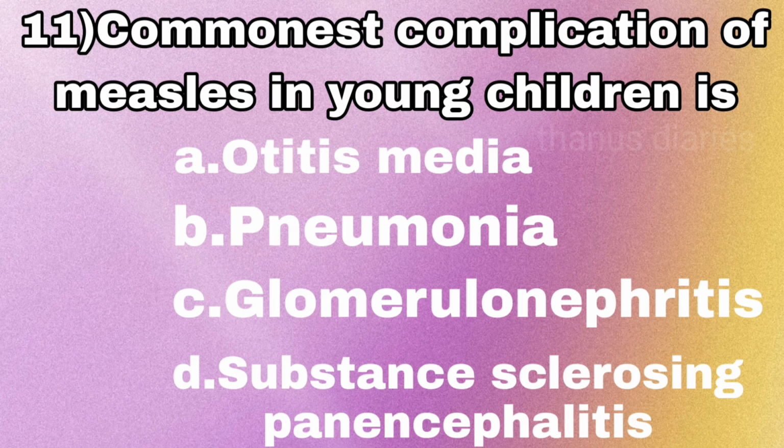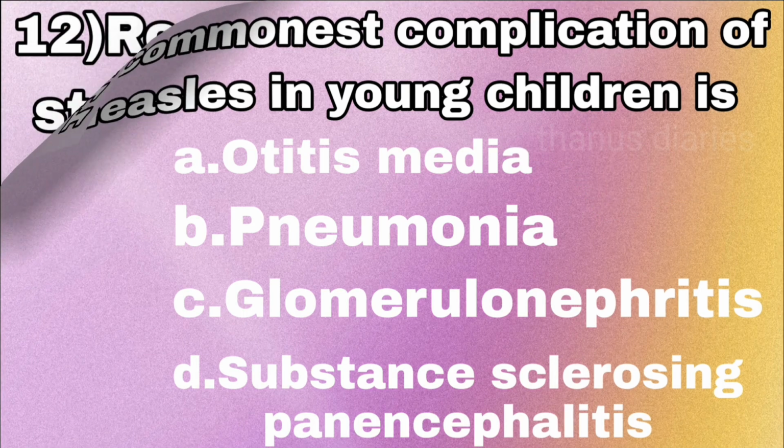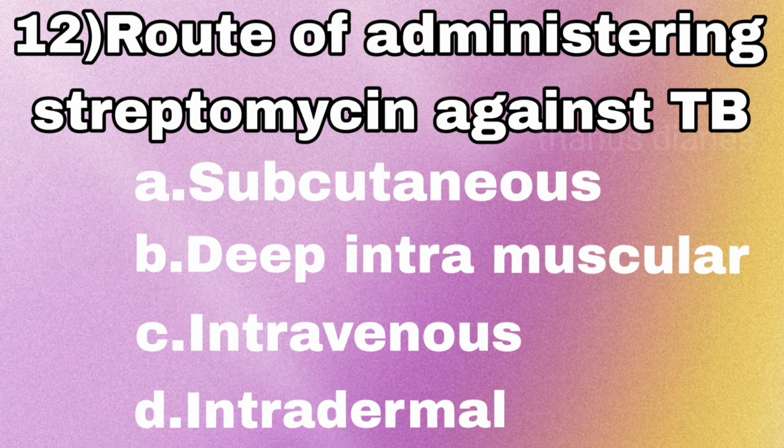Next question, commonest complication of measles in young children is otitis media, pneumonia, glomerulonephritis, subacute sclerosing panencephalitis. It's otitis media. Next question, route of administering streptomycin against TB, subcutaneous, deep intramuscular, intravenous, intradermal. It's deep intramuscular.